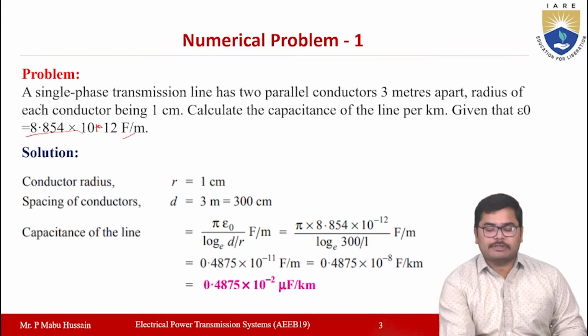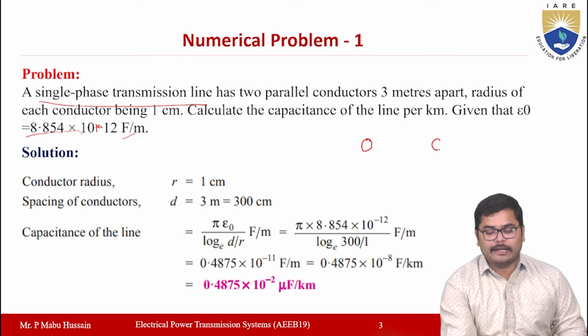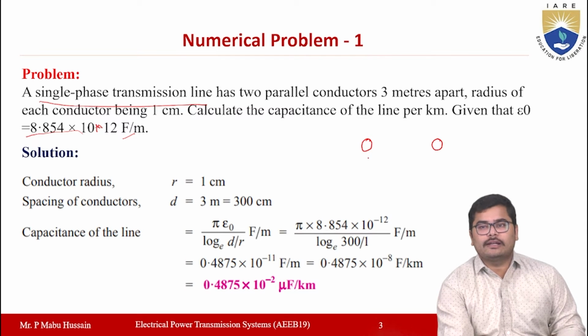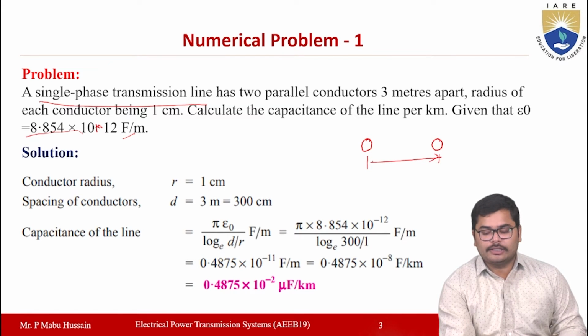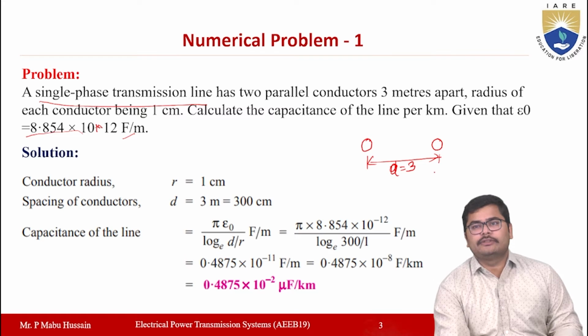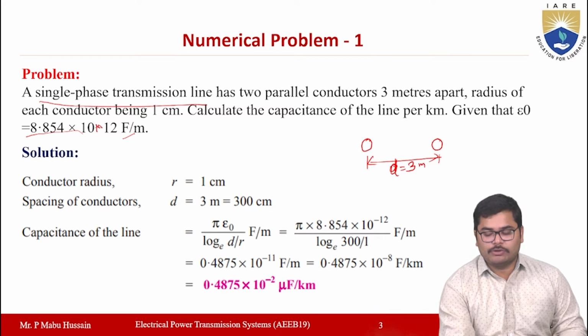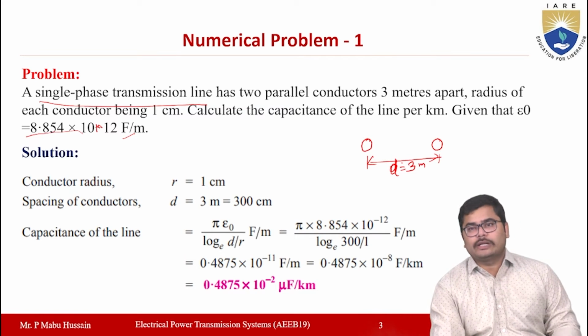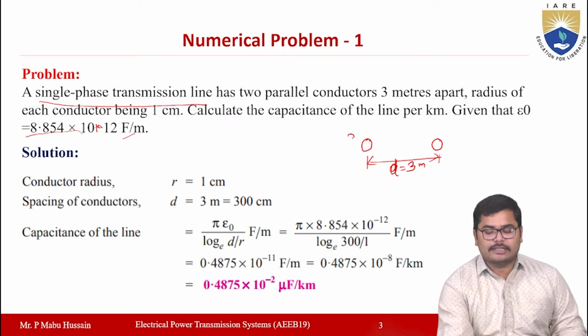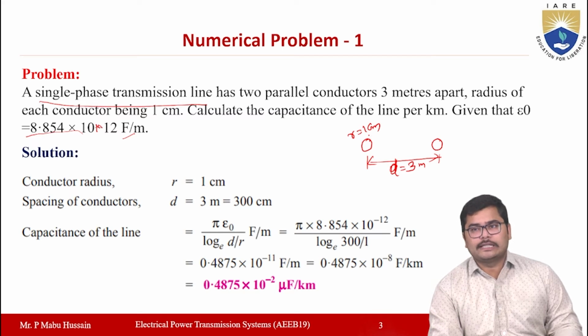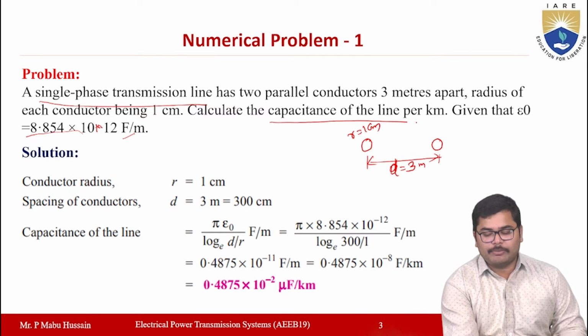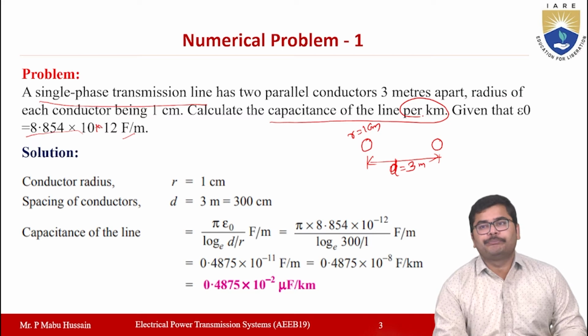Here the transmission line is a single phase transmission line in which you have two parallel conductors. These two parallel conductors are at a distance of 3 meters apart, so d is equal to 3 meters. This small d represents the distance between the two conductors. The radius of each conductor is given as 1 centimeter, so r is equal to 1 centimeter. Now you have to calculate the capacitance of the line per kilometer.